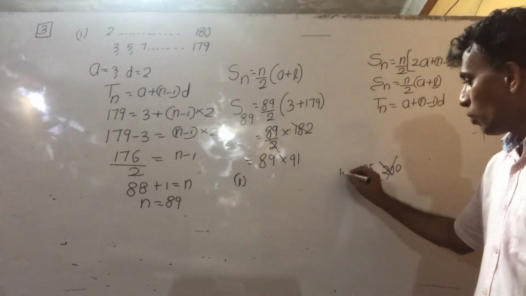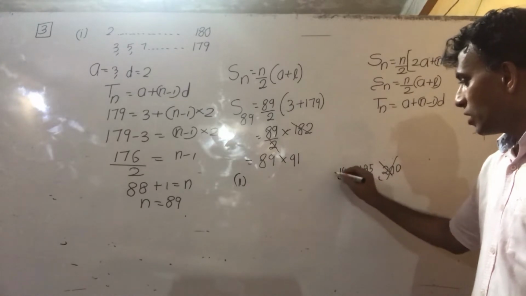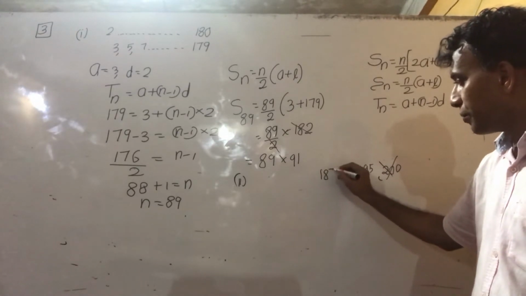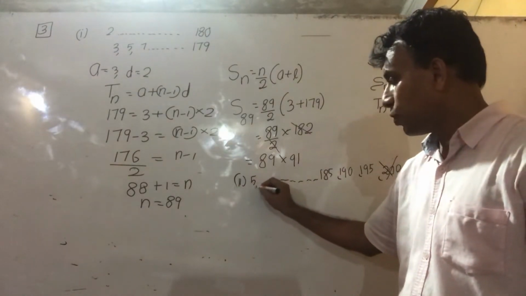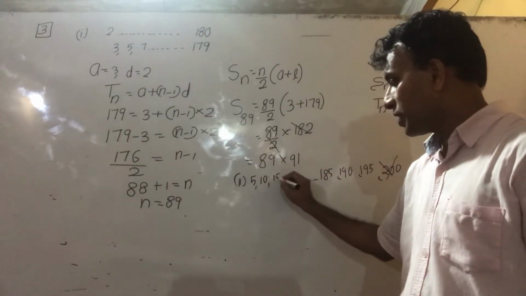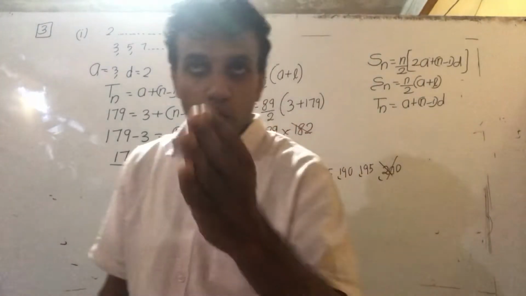195, 190, 185, and at last what? 5, 10, 15. Same idea. You try your own.